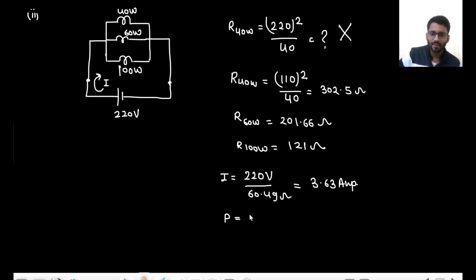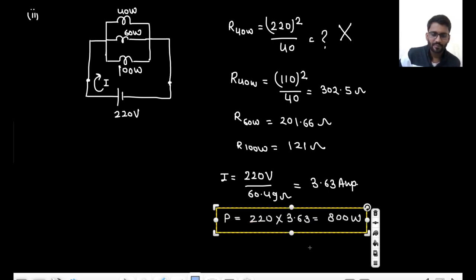So what will be the power? Power will be voltage into current. Power delivered is 800 watt. Now tell me, in this case what will happen?